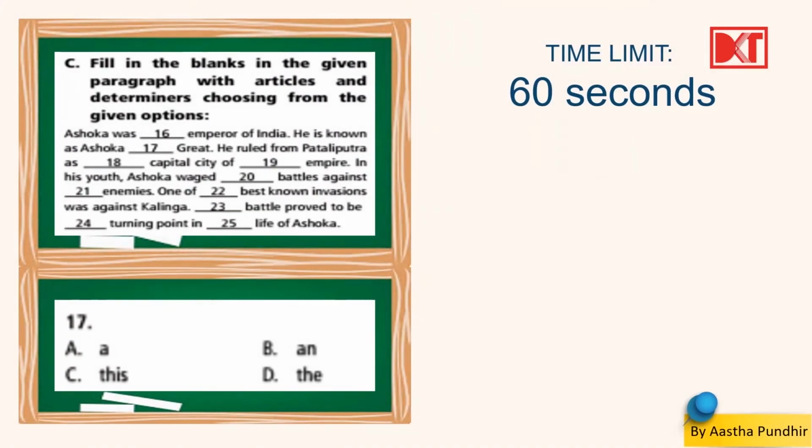He is known as Ashoka dash Great. This is pretty obvious. He is known as Ashoka the Great. The answer is D. Okay, yes, D.